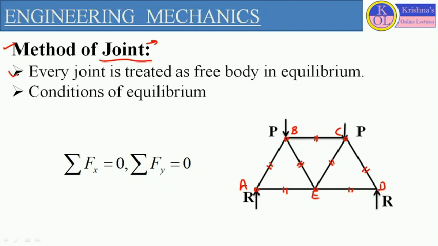So here each and every joint is treated as a free body diagram which is in equilibrium. So we will consider each and every joint. For example, this joint A. We will take this joint A separately, and then we will find out the axial force which is acting along the member with the help of the free body diagram concept. If we want to define the axial force on different members, we have to consider equilibrium conditions.